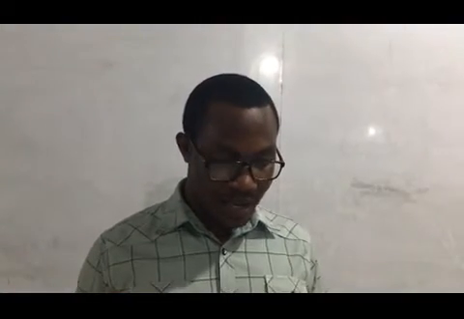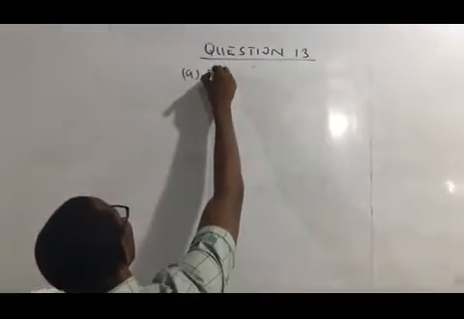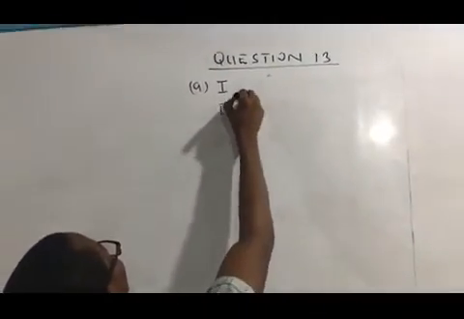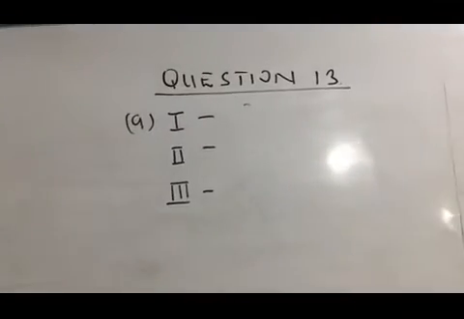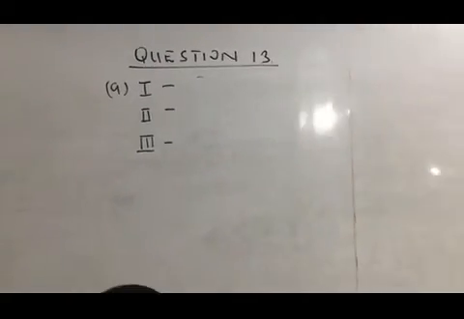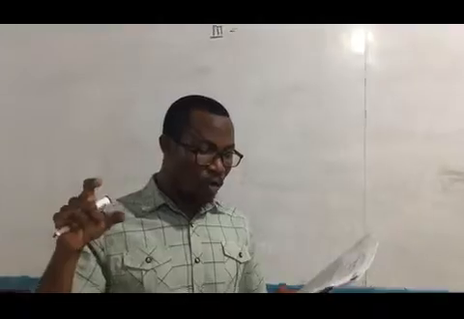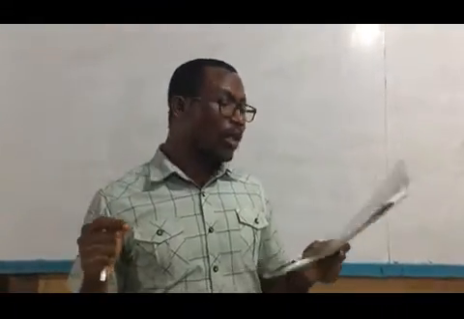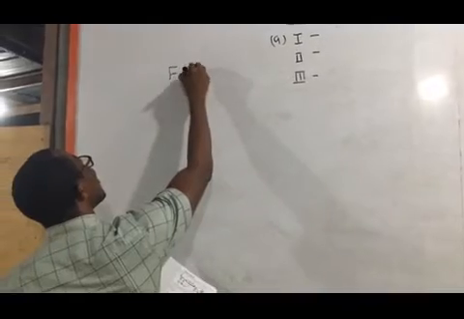Question A says name the materials labeled I, II, and III. So for A, we are naming the materials I, II, and then III. Okay. Now bear in mind that the question says we are preparing iron(III) chloride. That is the compound or the product that is formed. So iron(III) chloride is this. You are preparing this.